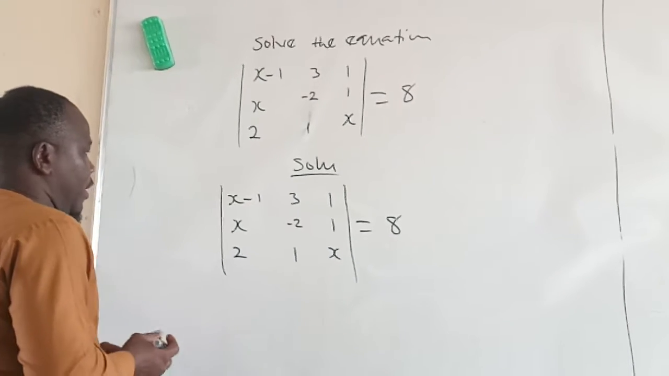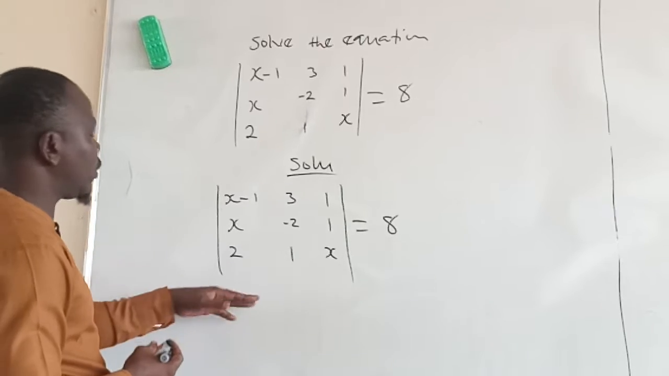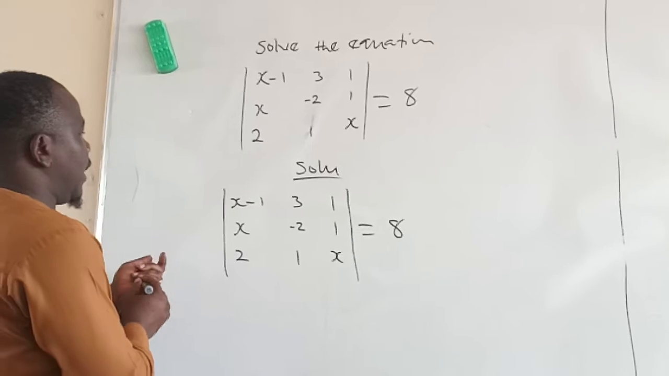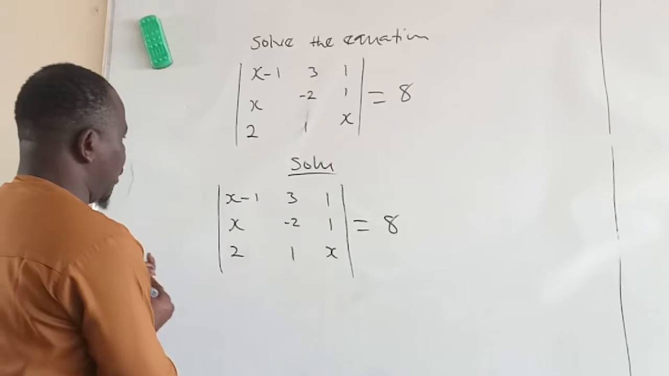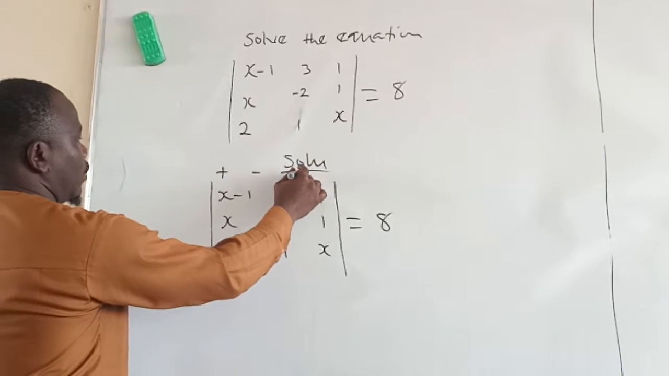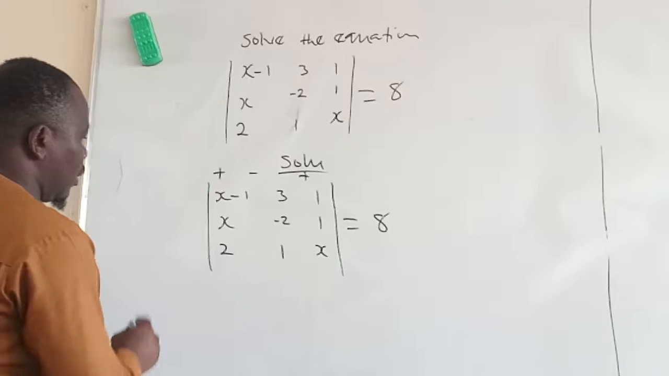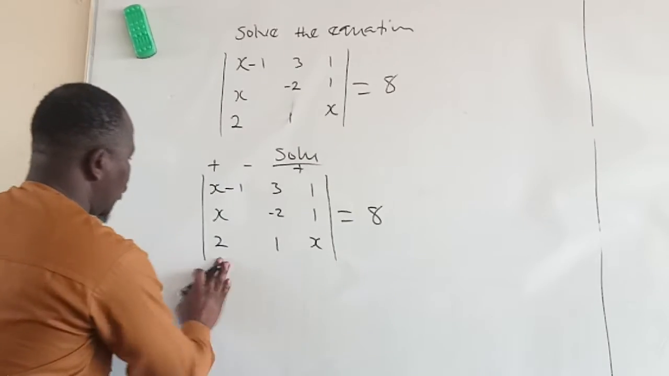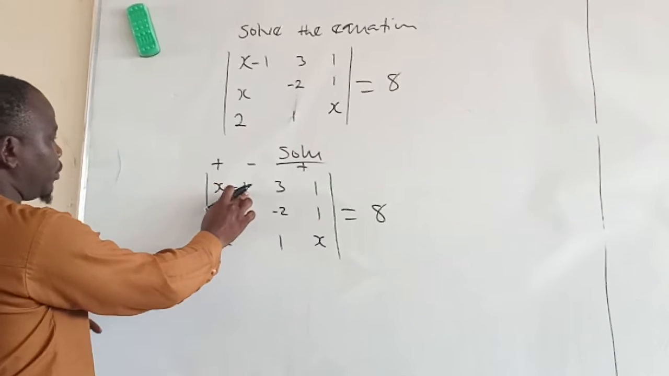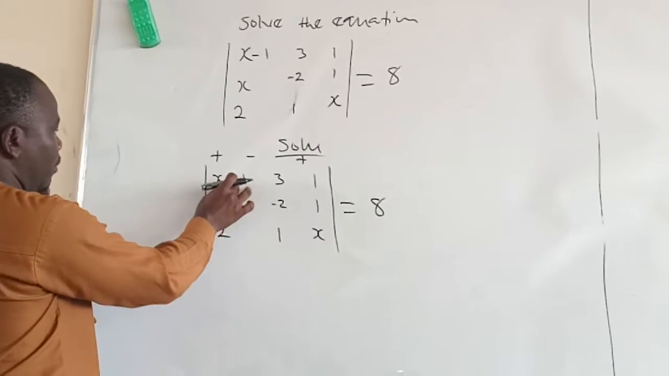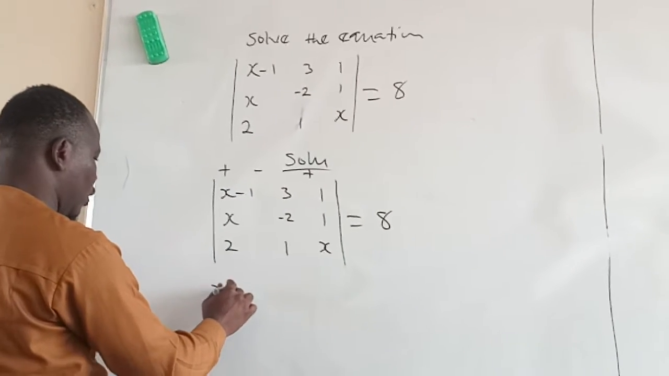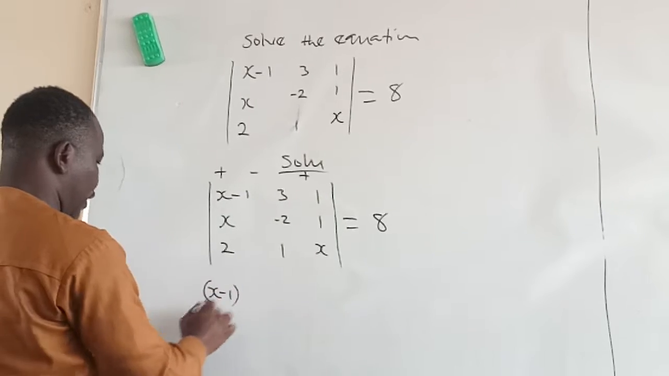Please listen very carefully. If you are asked to solve a matrix of this form, since it is a 3 by 3 matrix, note that we are working with the sign pattern plus, minus, plus. We are going to look at x minus 1, that is, we look for the matrix of x minus 1. You bracket it.